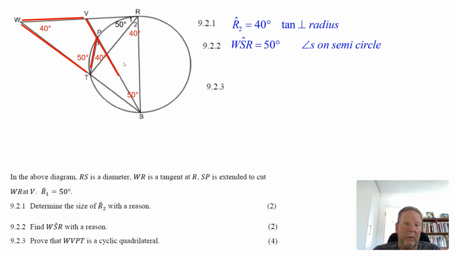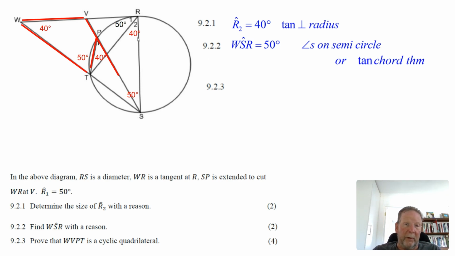Why is WSR, why is this angle 50 degrees here? Well, the reason it's 50 degrees is you could do it two ways. The first time I looked at it, I went, oh, that's 90. If that's 40, that's got to be 50. So angles on a semicircle kind of give it to you, but I think this is a little better.